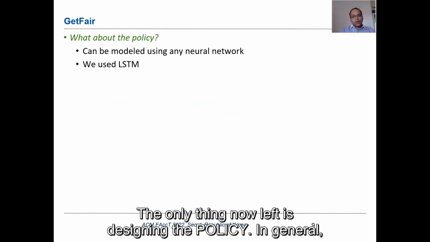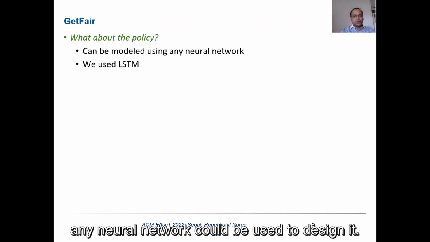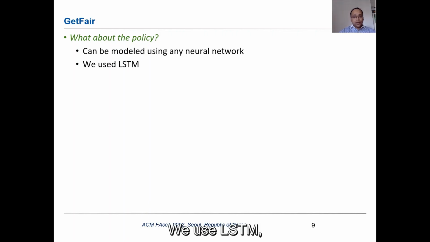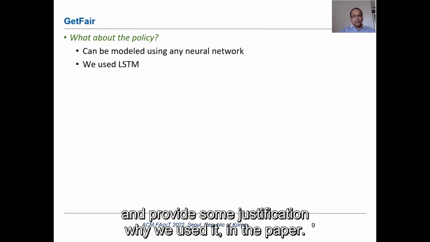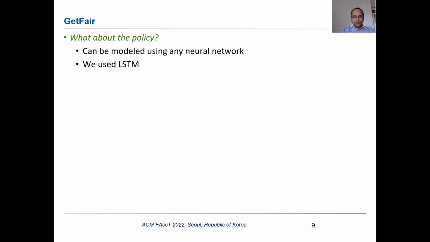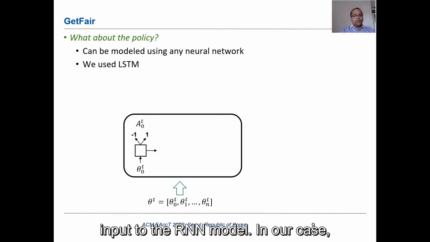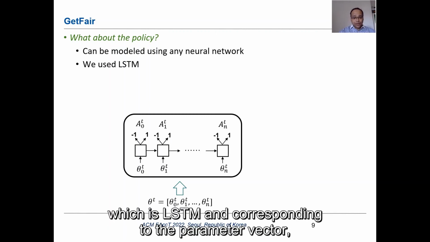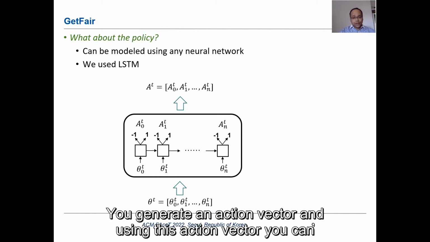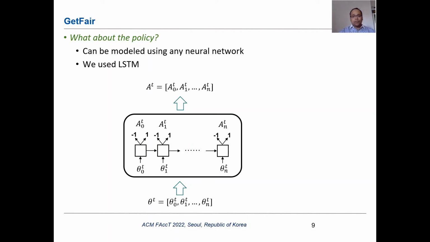The only thing now left is designing the policy. In general, any neural network could be used to design it. We use LSTM and provide some justification why we used it in the paper. In general, you can think of the parameter vector as a sequence which could be used as input to an RNN model, in our case which is LSTM, and corresponding to the parameter vector you generate an action vector, and using this action vector you can update the parameter configuration.